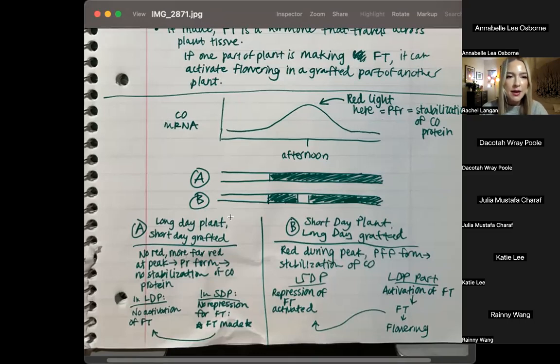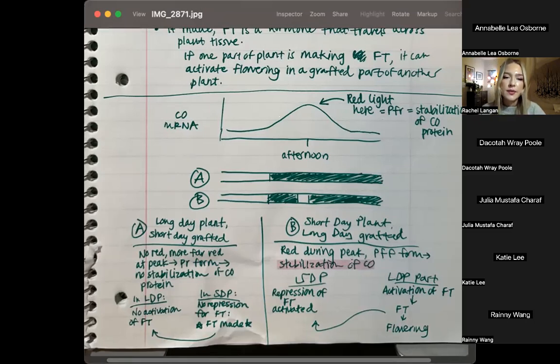All right. Experiment B. So now we have a short day plant with a long day plant grafted to it. And here we have a little flash of light right at the peak of the CO mRNA. So that means that there is red light at the key time. Let me disable that. I don't know if y'all can see it. So we have red light at the peak, which means we're going to get the PFR form, and we're going to stabilize CO in both plants.